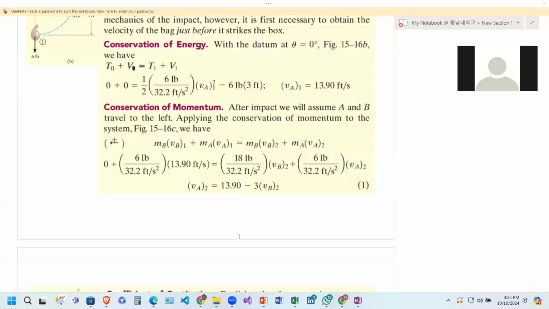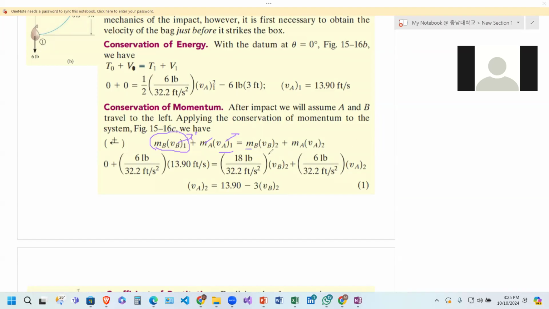All right, so we were still looking at this. So we said the mass of the box. Now we're looking at the momentum here, and we say this velocity here is 0 for the box. Now, how about the bag? The bag has a mass, which we know is 6 divided by 32.2, and its initial velocity, which we got as VA1. They all move to the left, so they move in the same direction. That means there's no minus. All of them are moving to the left.